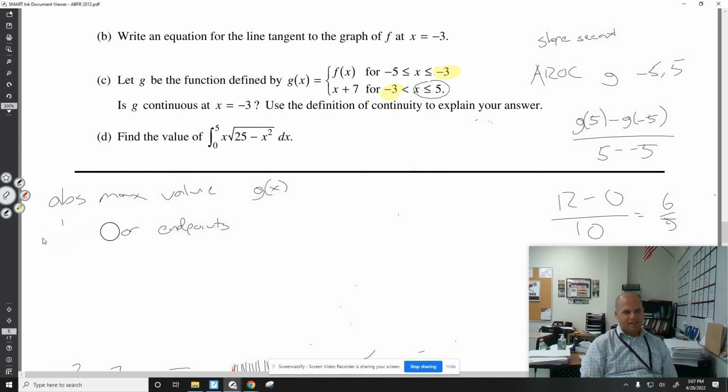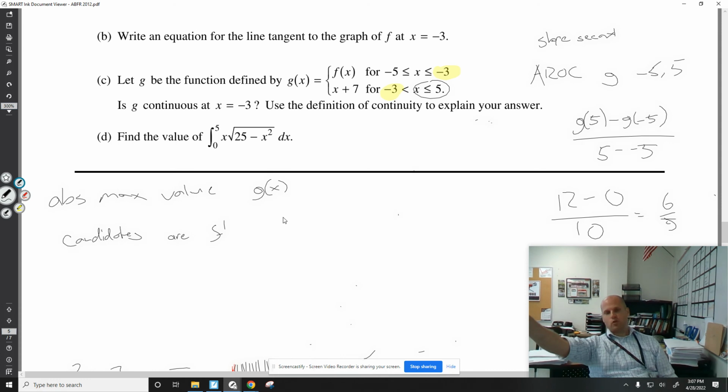I probably would, instead of saying this blanket statement, say that the free response test has become more like, do you really know calculus or not? The absolute maximum value of G is going to be, I will have candidates of the absolute max of F from -5 to -3, or X plus 7 from -3 to 5. So when F prime, I have a question for you before you leave.